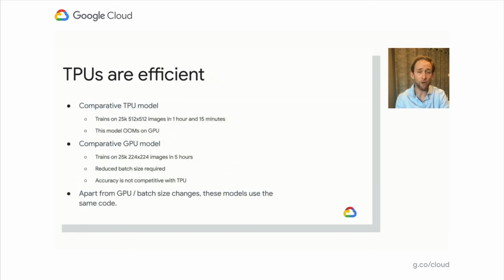So let's highlight some very specific outcomes of this competition. In a Kaggle notebook, users can elect to use a CPU, GPU, or TPU like Phil mentioned. So we picked two of the top performing models using each, TPUs and GPUs. They each use effectively the same code. The TPU model trained on 25,000 images in 1 hour and 15 minutes. And that same model would run out of memory when they tried to flip it over to GPUs. The comparative GPU model took 5 hours to train those same 25,000 images, but they had to reduce the image size. And in the end, the accuracy still didn't prove competitive with the TPU model.